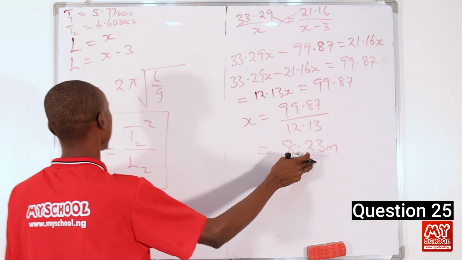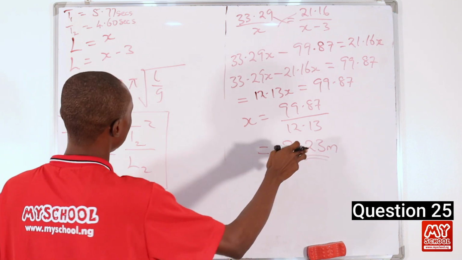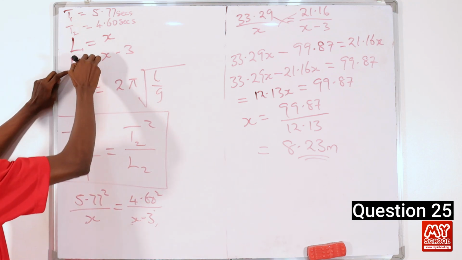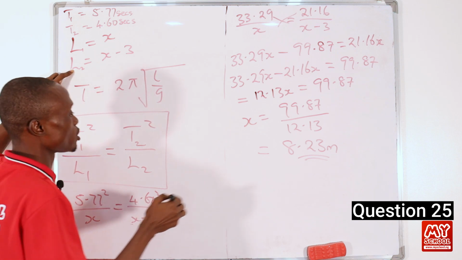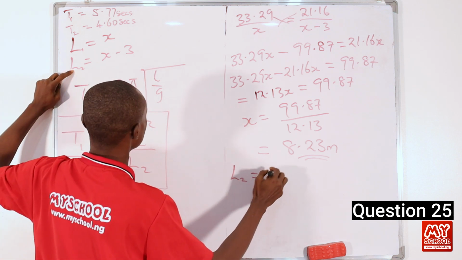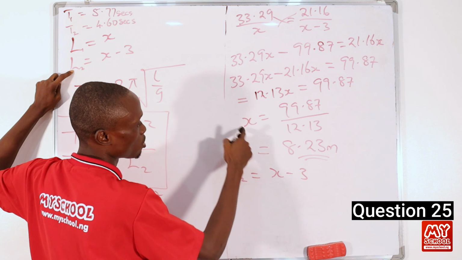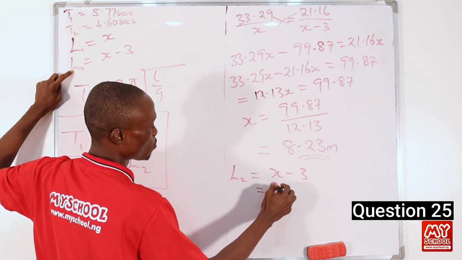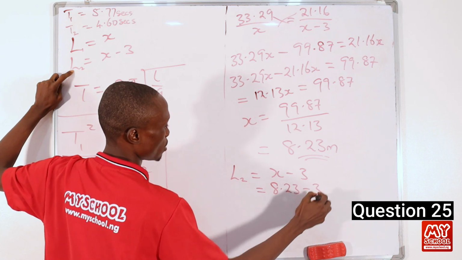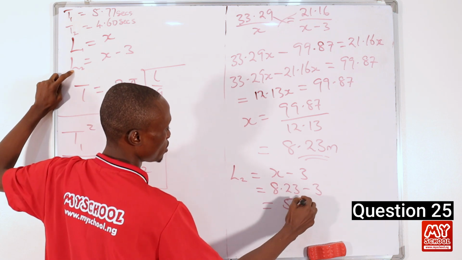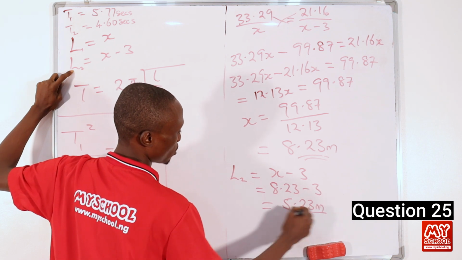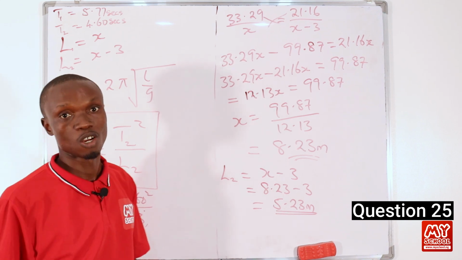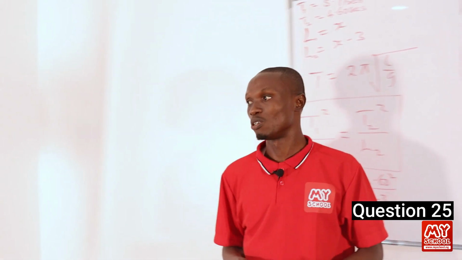Now that we have the value of x, we are asked to find the new length. This is L1 actually, while this is L2, the new length. The new length L2 is x minus 3, and the value of x is 8.23, so we substitute here. That will be 8.23 minus 3, and this will be equal to 5.23 meters. So the value of the new length is 5.23 meters. So let's move over to the screen to pick the correct option.